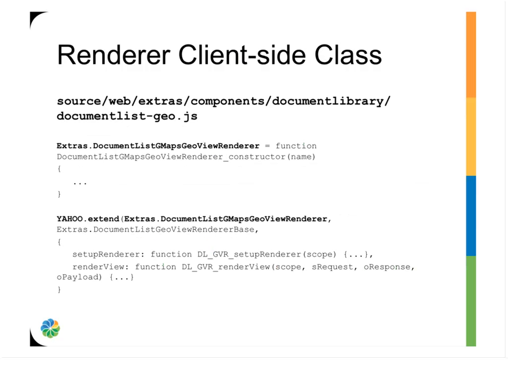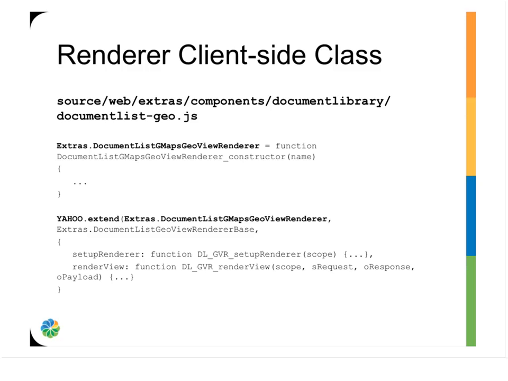So again, this pattern is documented on Ray's blog. It's the standard way for declaring a client-side object within Share. I'm providing a constructor that will set up a bunch of properties for the object, and then I'm extending off an existing base class here.